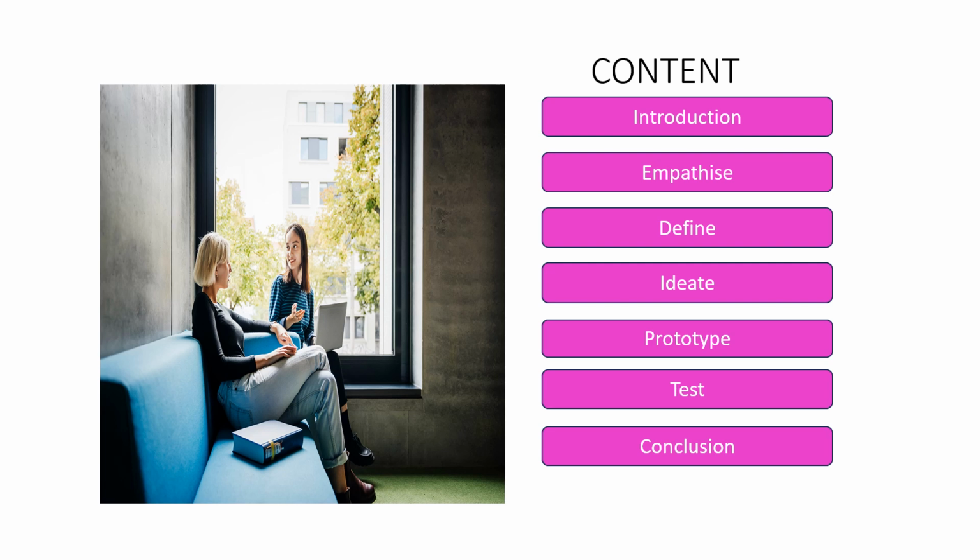So, what we're going to be going through is the introduction of the design thinking process, what it is, and how it is implemented. And then we're going to go through the stages of the design thinking process, which are empathize, define, ideate, prototype, and test. And then we're going to sum up everything and give a conclusion of our findings throughout the process.